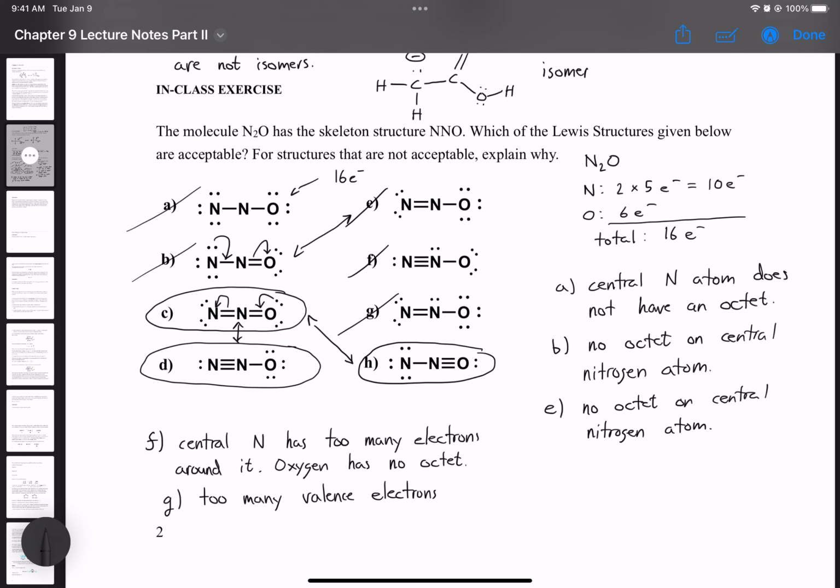Okay. So I know that was a lot, but it gives us practice writing the Lewis structures and evaluating which ones are valid, and getting students in the right frame of mind to think about Lewis structures and think about how the distribution of valence electrons affects the stability of these structures.